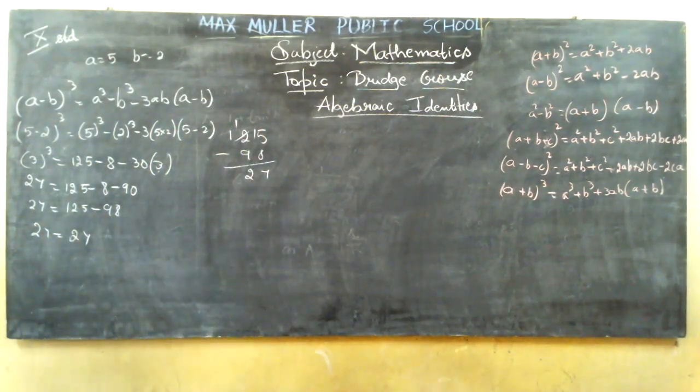Both LHS and RHS are equal for this formula, that is the (a minus b) whole cube formula, which is a cube minus b cube minus 3ab into (a minus b).